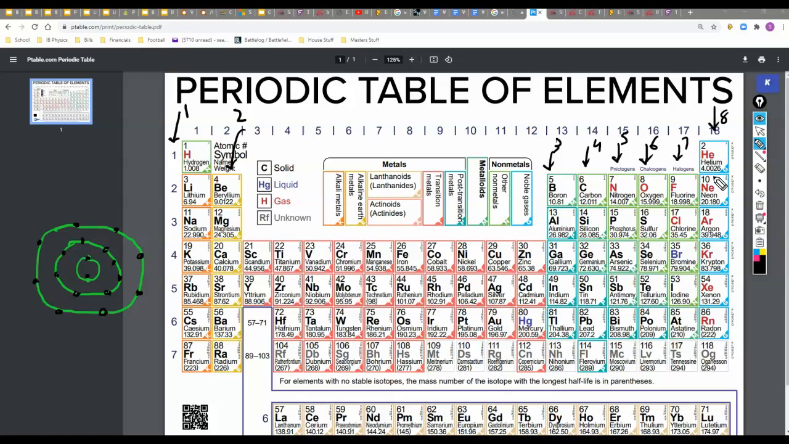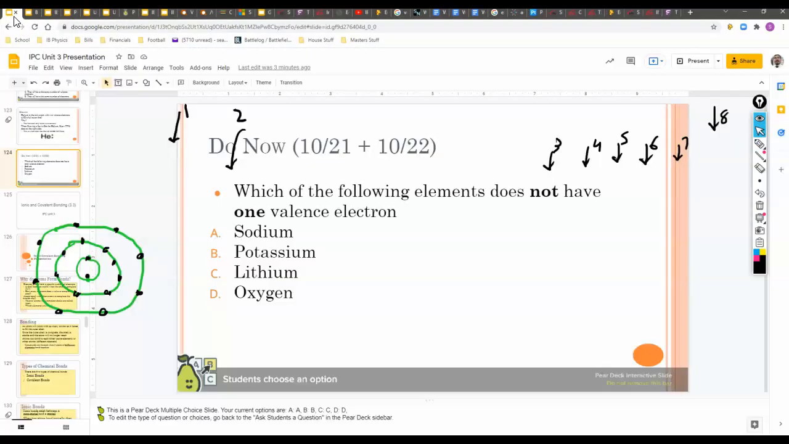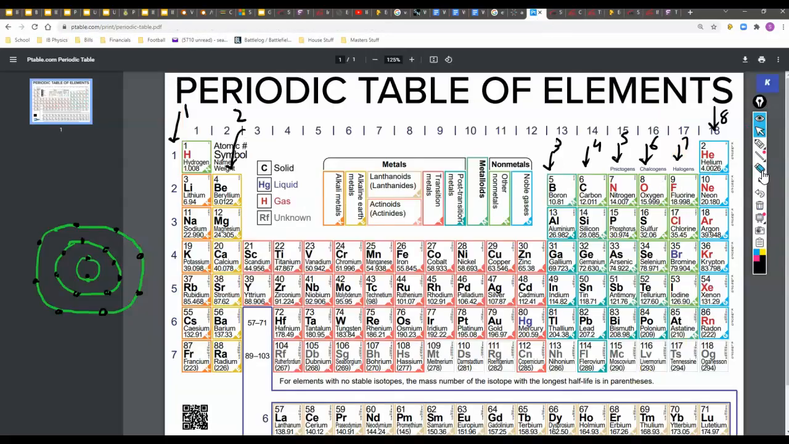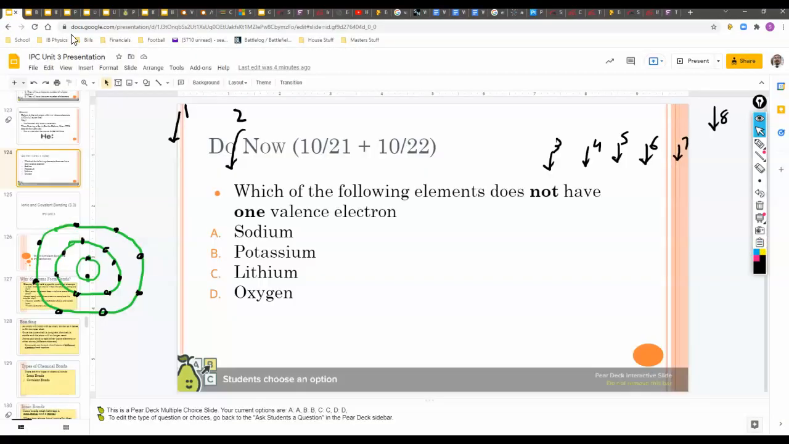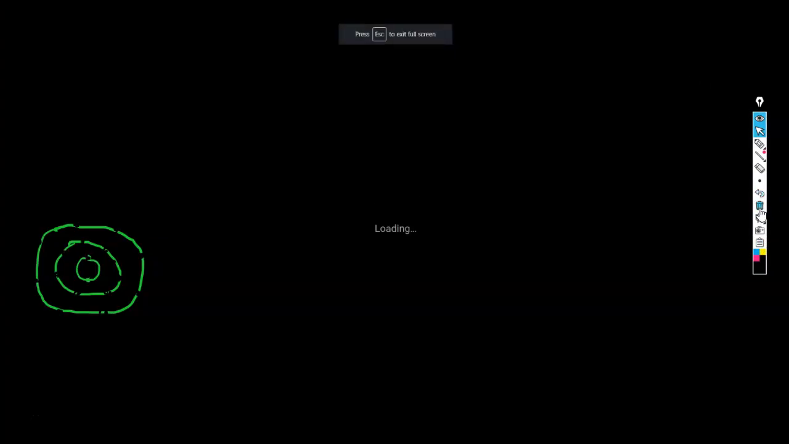Based off of what we talked about last class, you can see that everything in group 1, like lithium, sodium, potassium, rubidium, and cesium, all of those have 1 valence electron. So if we go back to the do now question, the one that does not have 1 valence electron would be oxygen, because oxygen is over here in group 16, and oxygen actually has 6 valence electrons. So the answer to that question should have been D, oxygen.